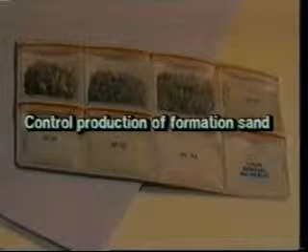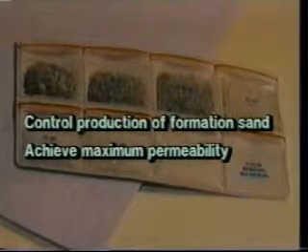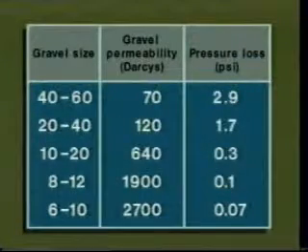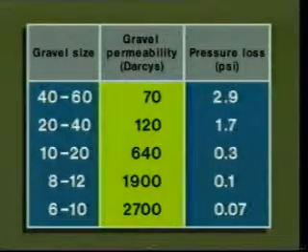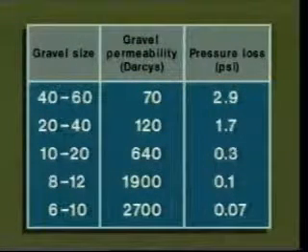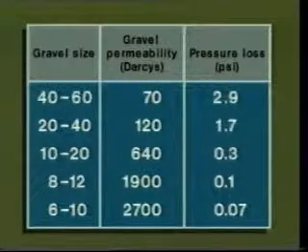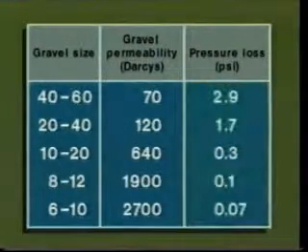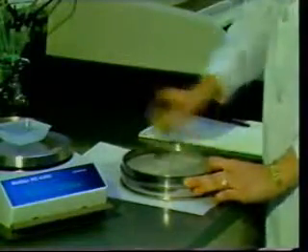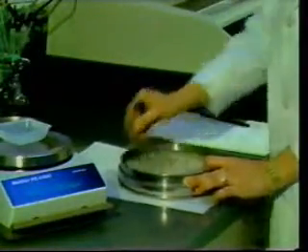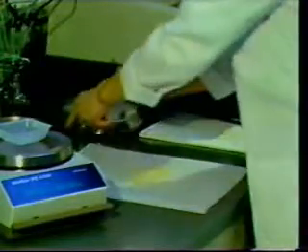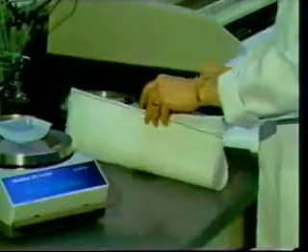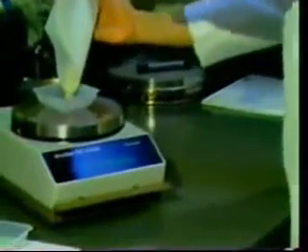The selection of gravel size should be based on its ability to, first, control the production of formation sand, and second, achieve maximum permeability. As shown in this table of the measured permeabilities of clean gravels, with calculated pressure loss through a 3-inch long, 0.8-inch diameter flow channel, the pressure loss through all these common gravels is insignificant. In addition, most gravel pack material has a permeability much greater than the formation. Thus, gravel is generally sized, again using the Saussure method, primarily on the size of the formation sand.